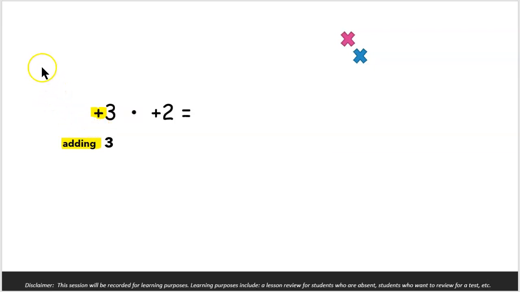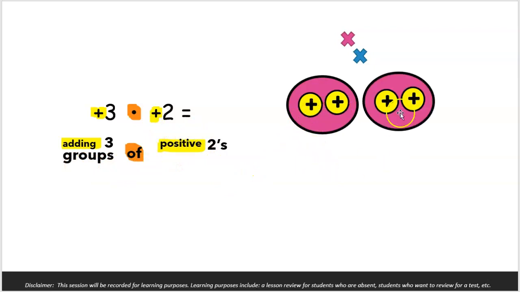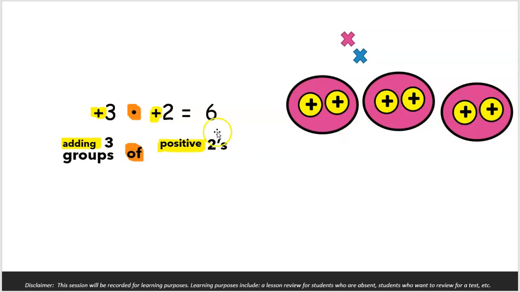Let's dive in. So we're adding 3 groups of. Now we see "of." By the way, that dot means multiply. I probably should have told you that to begin with. I think we already discussed that, but let's drive the point home even further, because you have to repeat to remember. Okay, so here we go. Adding 3 groups of positive 2's. That looks like this. There's 2, there's another group of 2 positives, and here's a third group of 2 positives, which equals a total of 6.